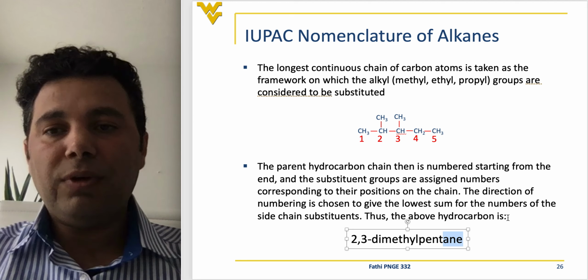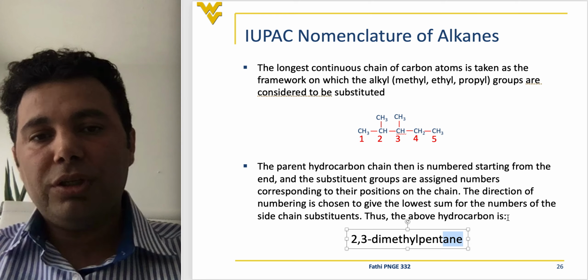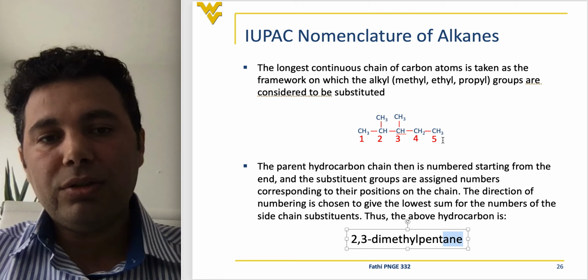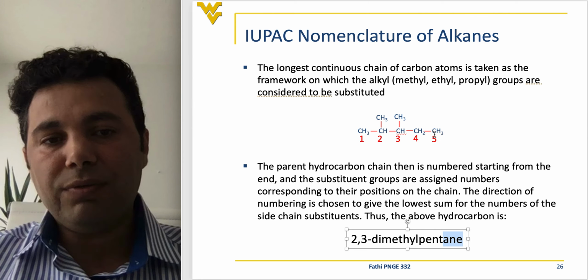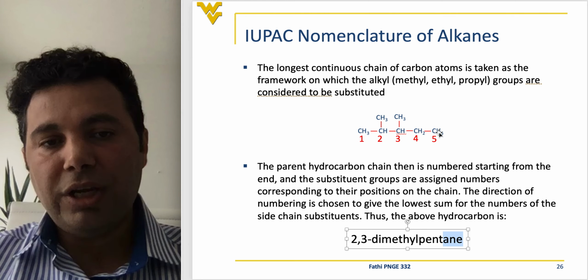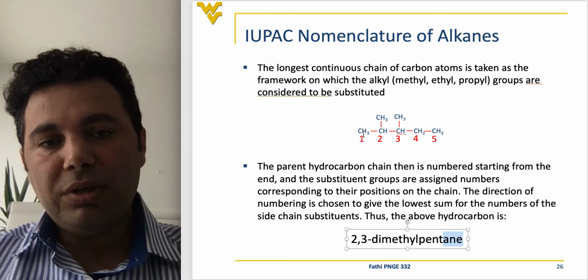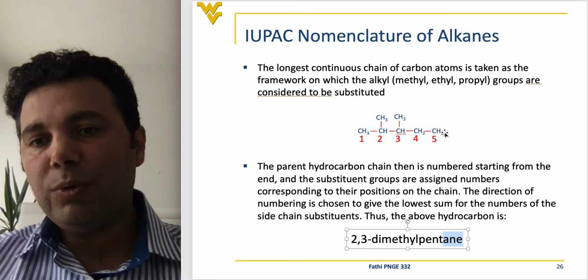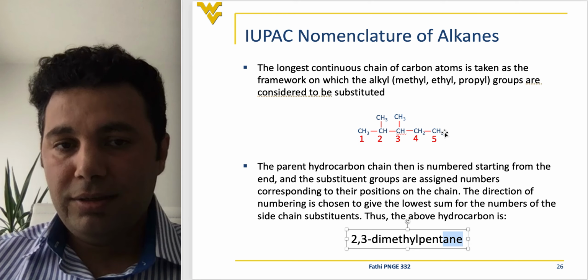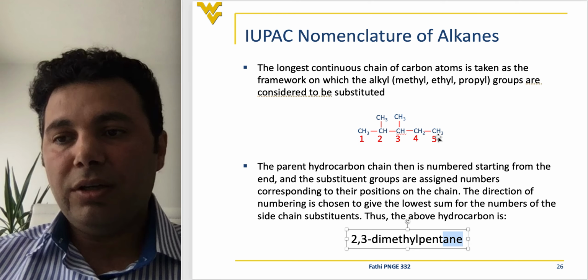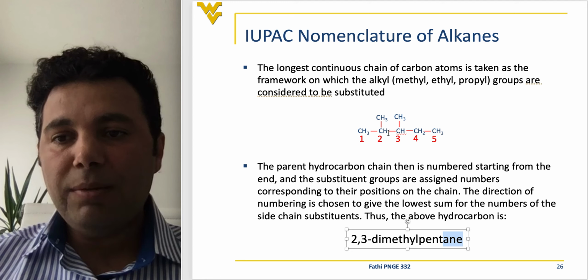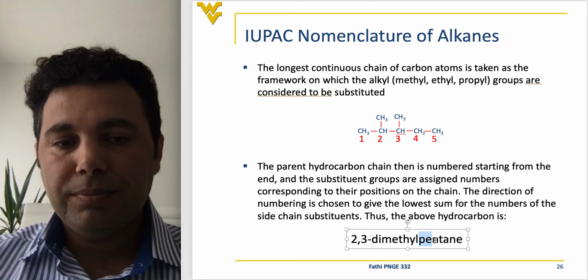I'm going to find the longest straight chain, like which chain gives me the largest number of carbons. If I start from here, 1, 2, 3, 4. So this chain has 4. Then 1, 2, 3, 4, 5. So this has more. So this is the longest chain. And 1, 2, 3, 4, 5. So either this way or this way, I have 5 carbons in the longest chain. That basically defines my structure. So if I have 5 carbons, then I have pentane.